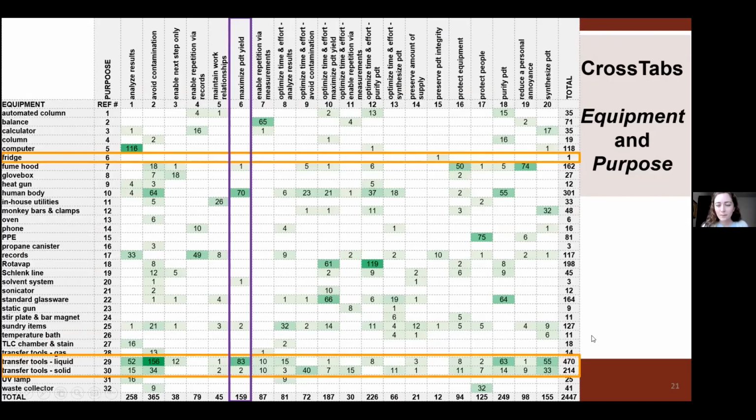Here's just one example. I just want to walk you through an example of some crosstabs data. So you can see that some equipment, techniques, and purposes.